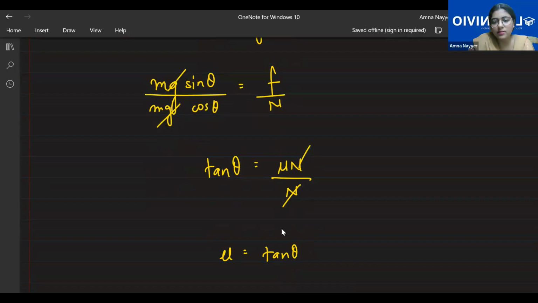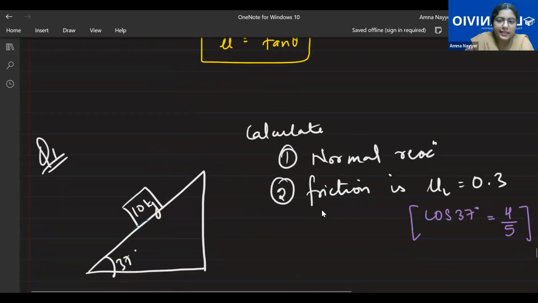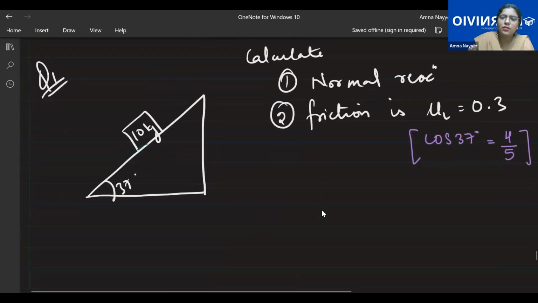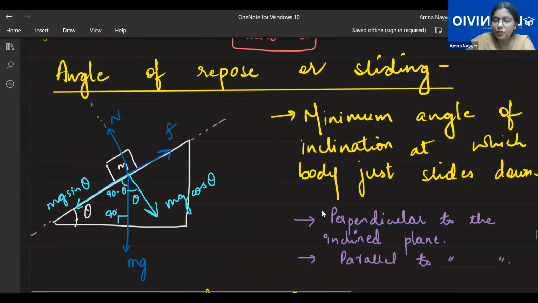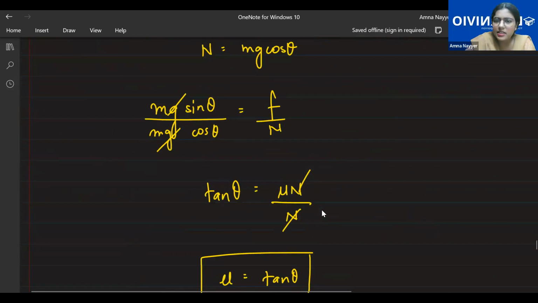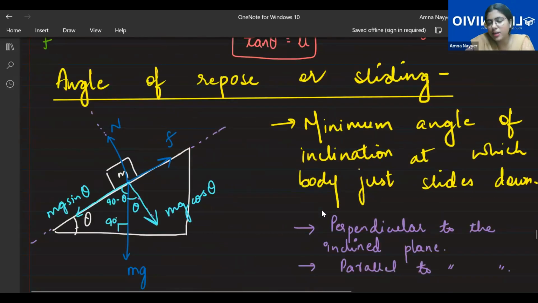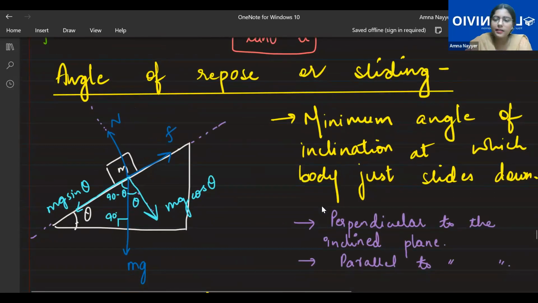Coefficient of friction. In the exam, derivations can come, so they have to be written separately. I'll discuss the question also with you. Write it till here, then I'll discuss the questions. Things will be clear. This derivation is very easy. You just have to understand the resolution part. Okay, please write it.